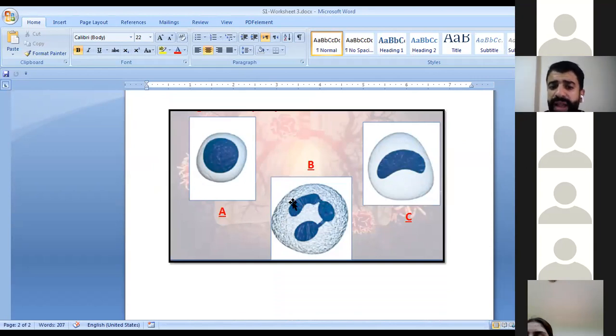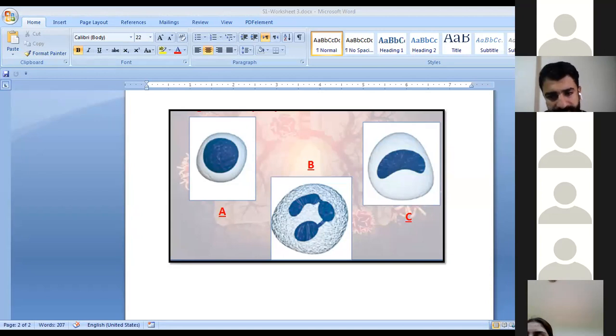B has a multi-lobed nucleus, so it helps in phagocytosis. It can cross the capillary walls and has granules in the cytoplasm. While C has a horseshoe-shaped nucleus, so it's the monocyte. It has a horseshoe-shaped nucleus and has a role in phagocytosis.